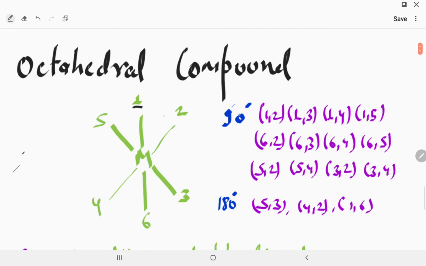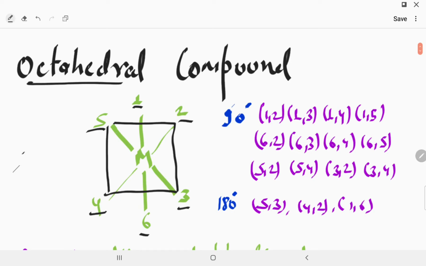I will draw the positions 1, 2, 3, 4, 5, 6. In this, 2, 3, 4, 5 are on the same plane. One is above the square and 6 is below the square, so it is called octahedral. Or we can say, if you remember from chemical bonding, this compound is like a square bipyramidal.